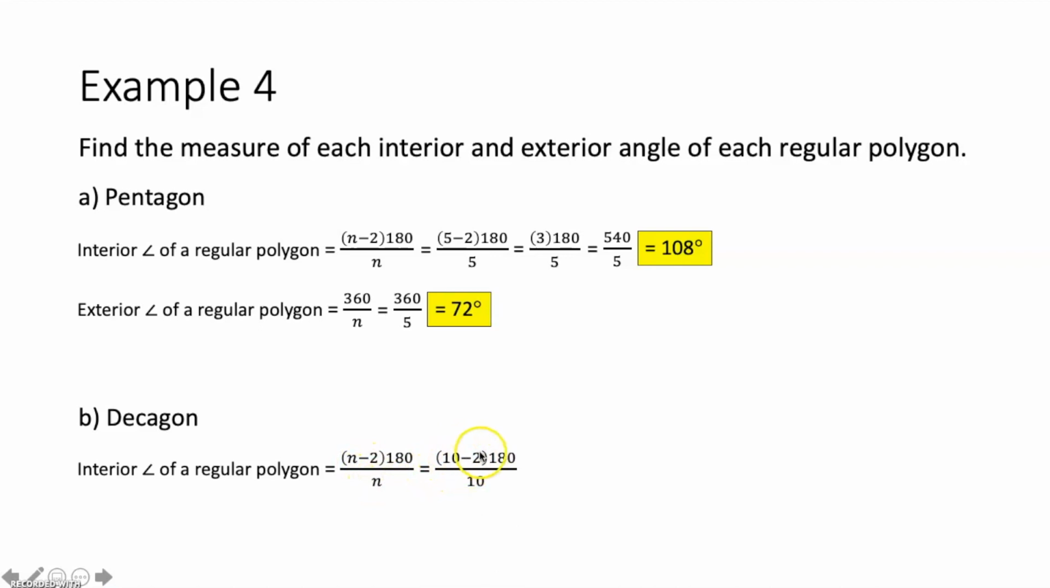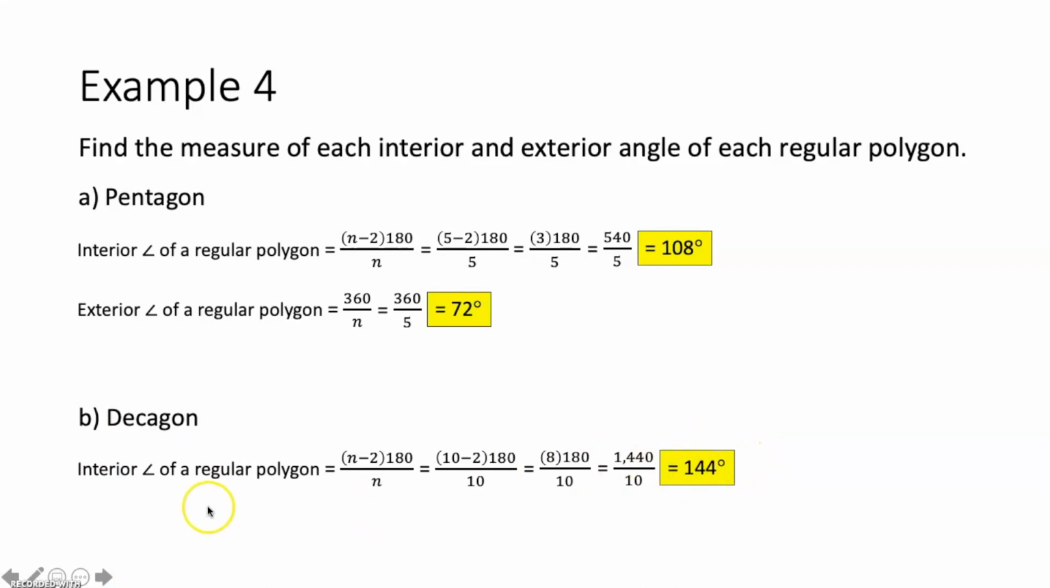10 minus 2 is going to give us 8, and then 8 times 180 is going to give you 1,440. We then take that and divide it by 10, the number of sides or number of angles, same number, and we get 144 degrees. This means that the measure of one interior angle of a regular decagon, a decagon where all the sides and all the angles are congruent, is 144 degrees.